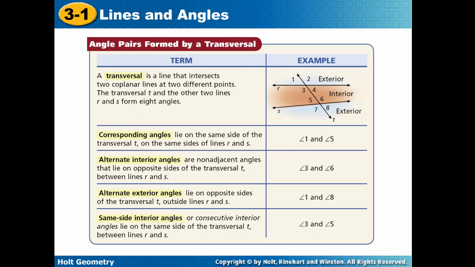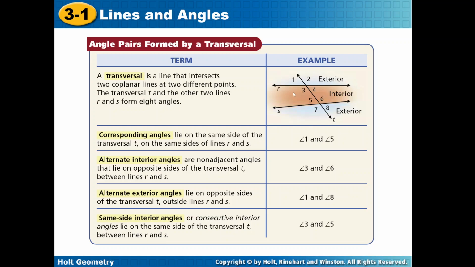Okay, so now let's talk about the transversal. A transversal is a line that intersects two coplanar lines at two different points. The transversal T and the other two lines, R and S, form angles. As you can see, those two lines and the transversal going through them form these angles.